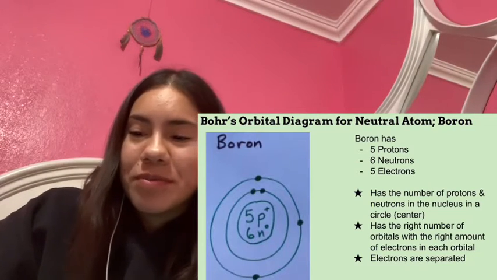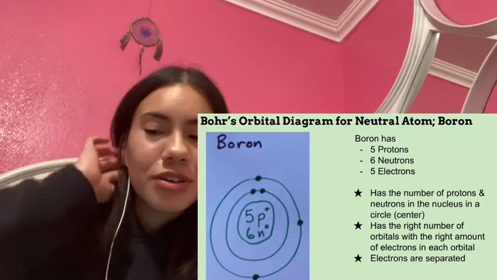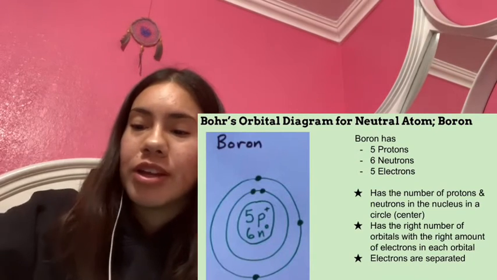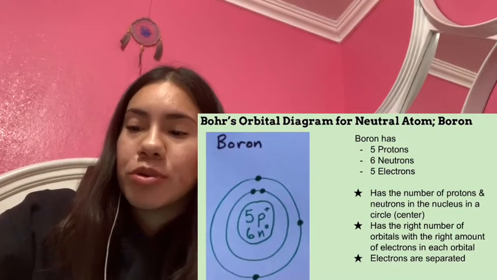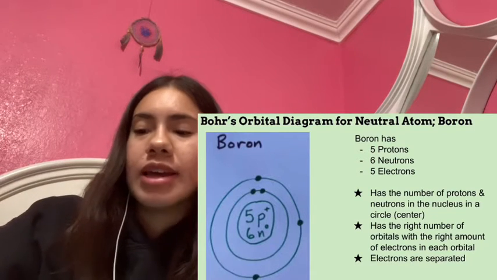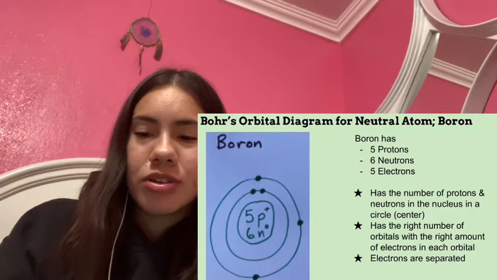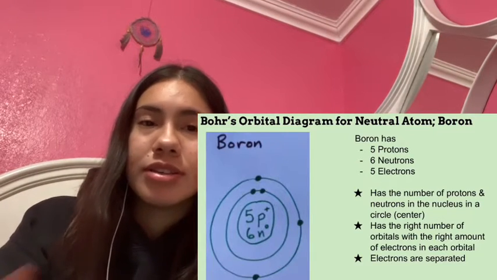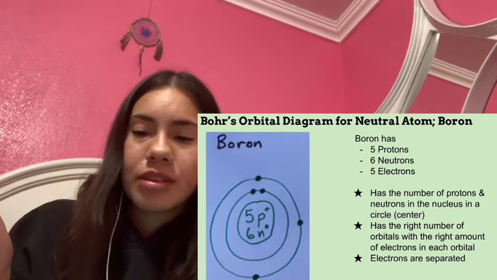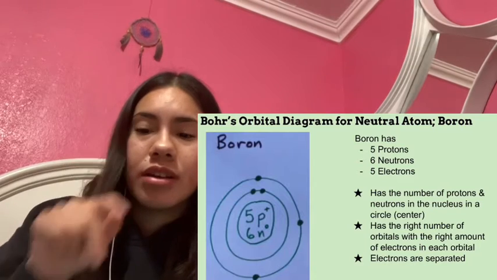We have the number of protons and neutrons in the nucleus in the center, and it has the right number of orbitals with the right amount of electrons in each orbital, and the electrons are separated. It kind of makes sense here in the image because they're not close together. In the second orbital, there's one on the top and then one on the side and one on the bottom, so they're not close together, they're separated.